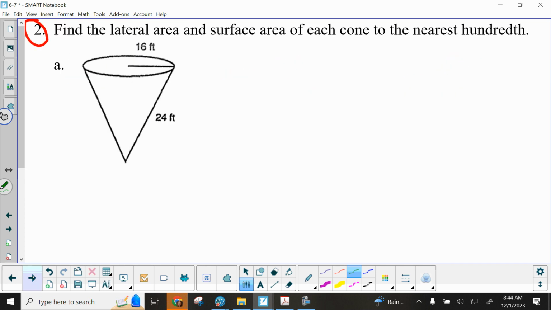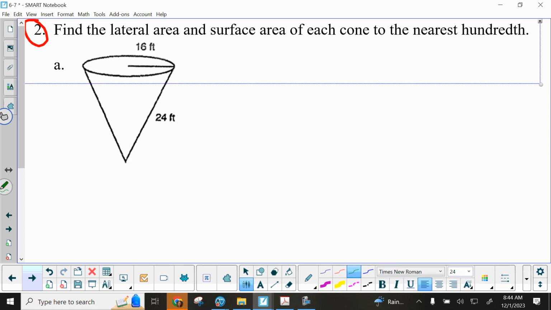Next, it wants me to find the lateral area and surface area of the cone to the nearest hundredth. So this means it doesn't want the exact, it does want me to round. So let's start with the lateral area.